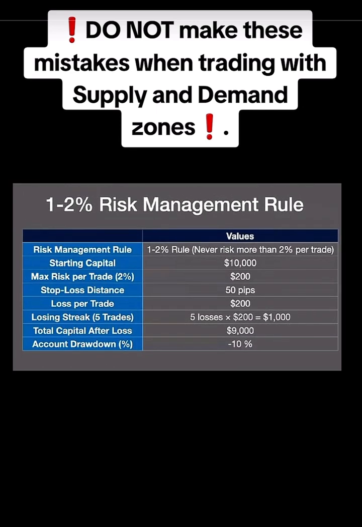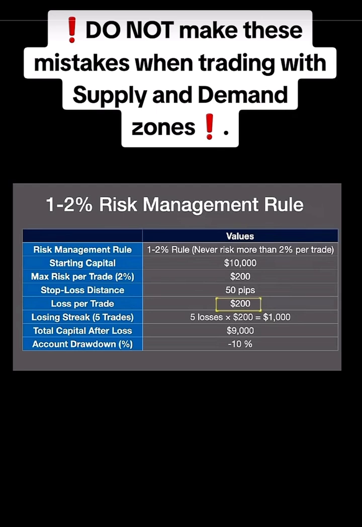Let's break this down with an easy example. Let's say you have a trading account with a balance of $10,000. Following the 2% rule, your maximum risk per trade is limited to $200. If your stop loss is set 50 pips away from your entry, you must calculate your position size so that a loss of 50 pips equals exactly $200. This ensures that no matter what happens, you never risk losing more than 2% of your account on a single trade.